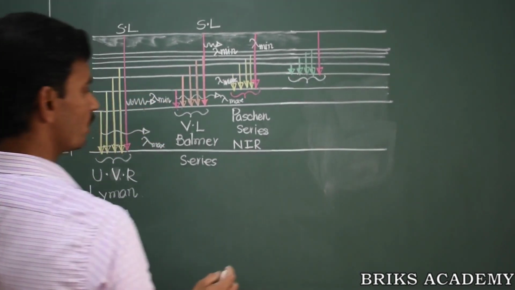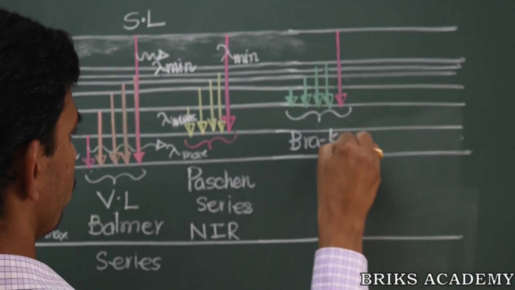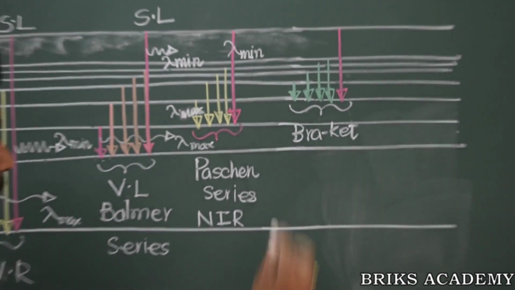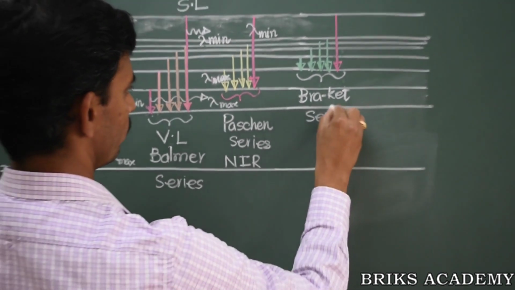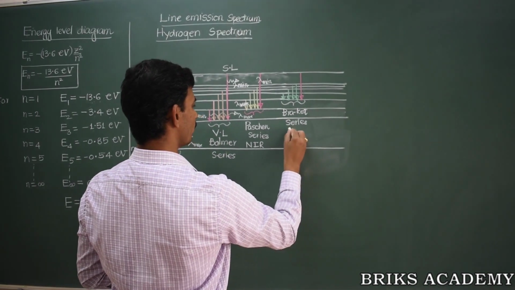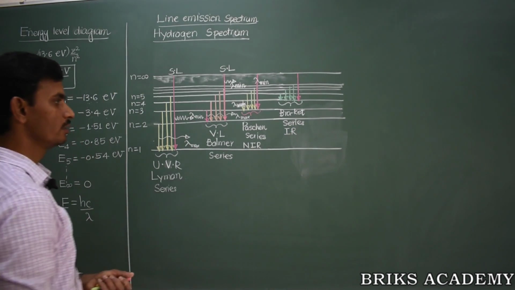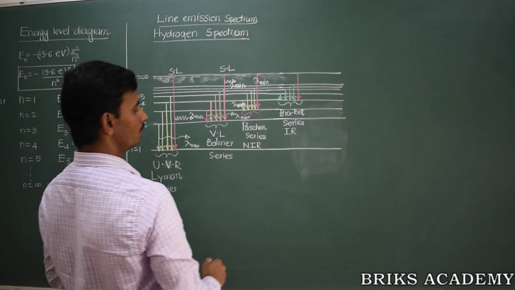This spectral series we will call Brackett series. Brackett series will be emitting infrared radiations. The light in the Brackett series is the infrared radiations.